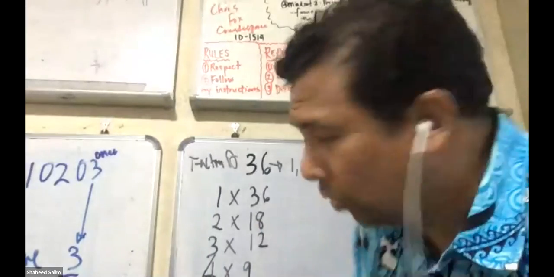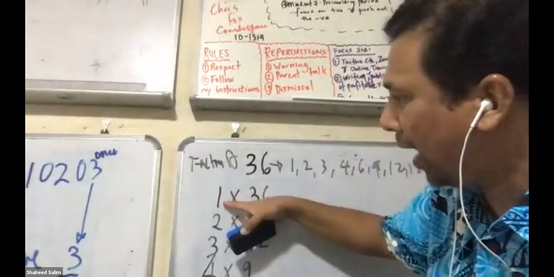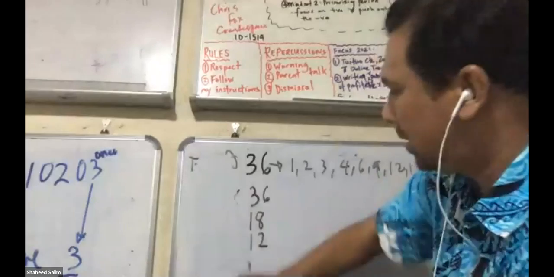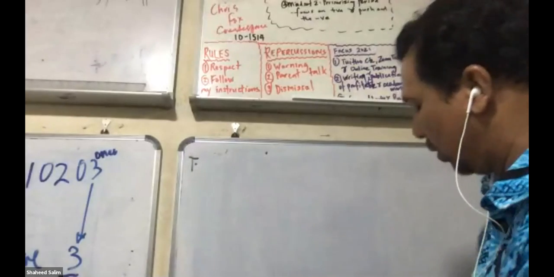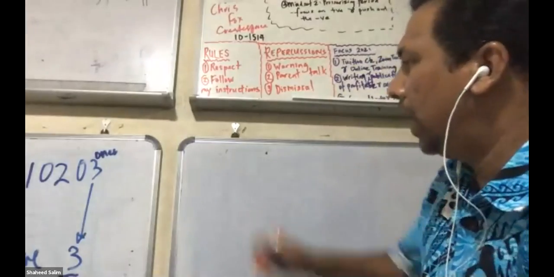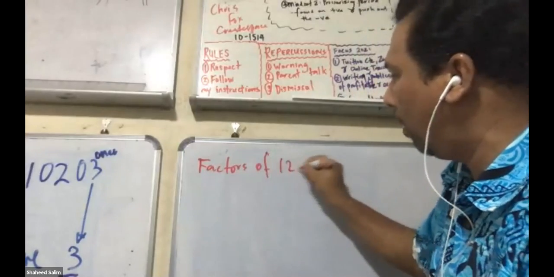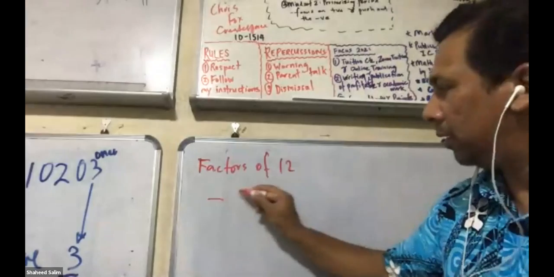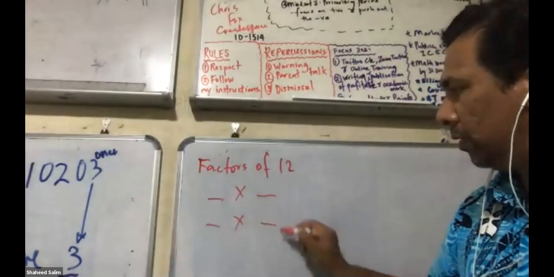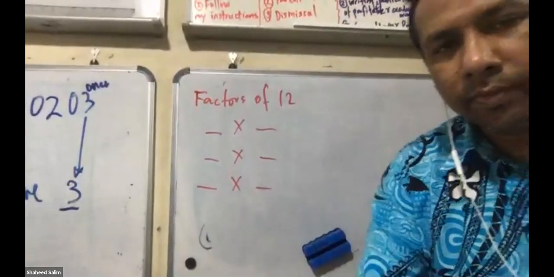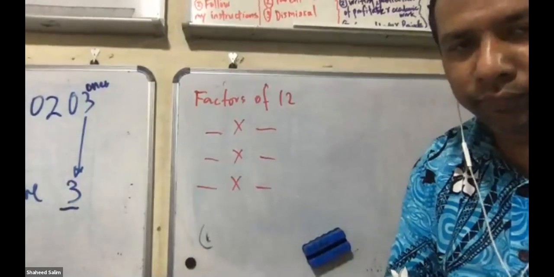You know what our factors are, right? You must do factors like this. These are the factors. 1 is a factor of 36. Always start with 1. Okay, we will do simple factors first. Okay, here we go. I want you to write down the factors of 12. You write. There's only 6 of them. Can you write down the answer? Factors of 12.